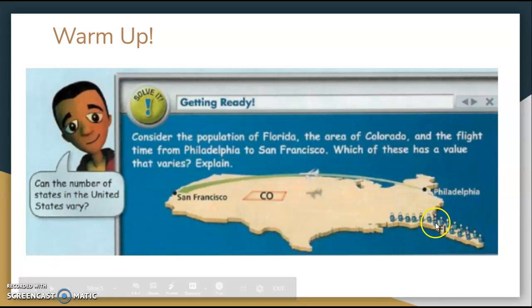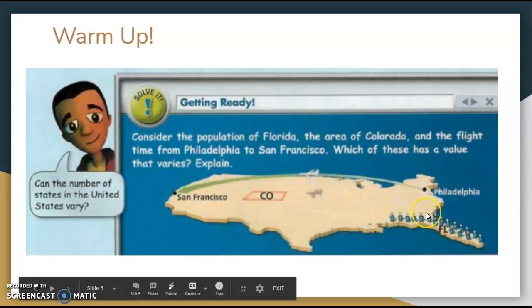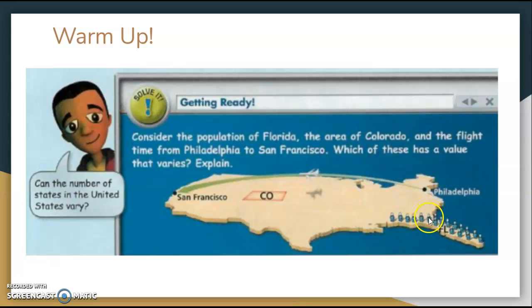So the answer would be Florida, because population changes on a daily basis. People die, people are born, so the population in Florida is never the same day to day, or month to month, or year to year for that matter. The flight time from Philadelphia to San Francisco is always going to be the same. The distance is always the same. And the area of Colorado is always going to be the same as well. Land doesn't grow or minimize, so the area of Colorado will always be the same.